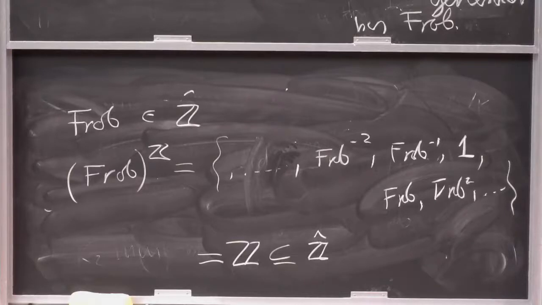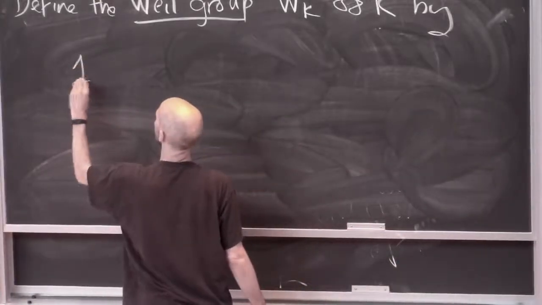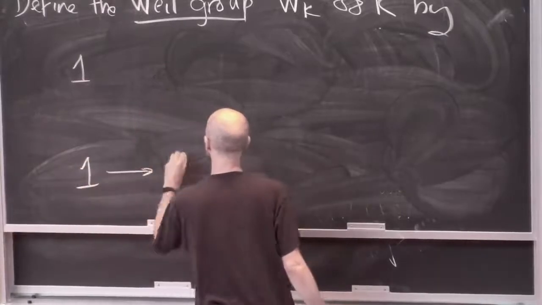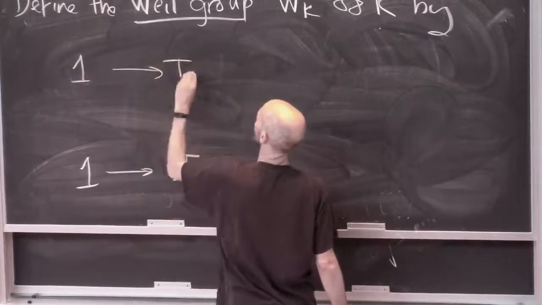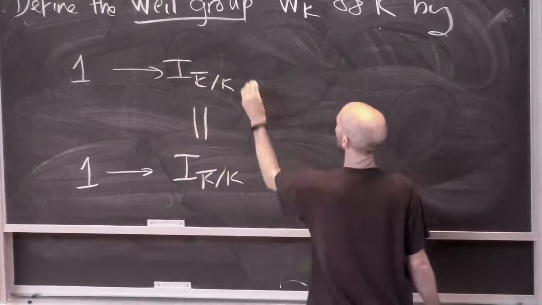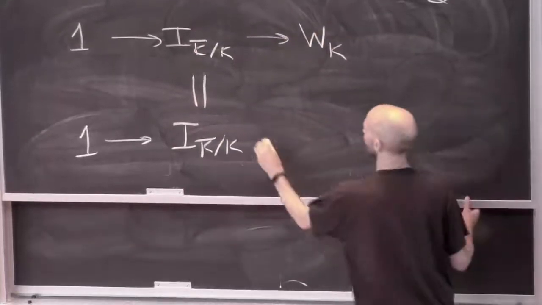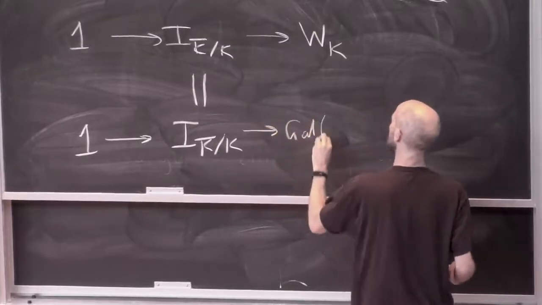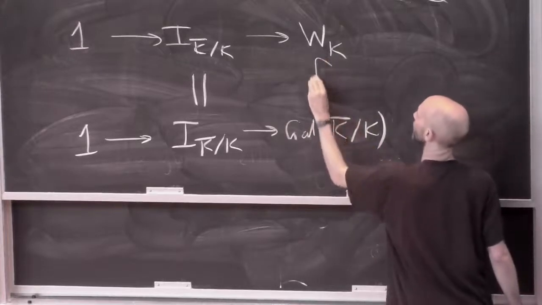The Weil group W_K of K is defined by the following picture. So this is a definition of the Weil group as a group. Here's the identity, and here's the identity, and here's the inertia group, and that's an equality. And here is my Weil group, and here is my Galois group. And the Weil group is going to be a subgroup of this.